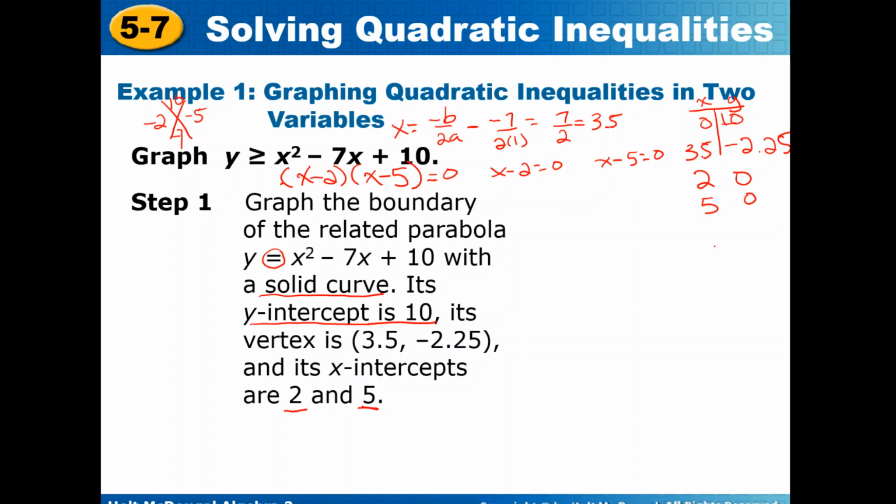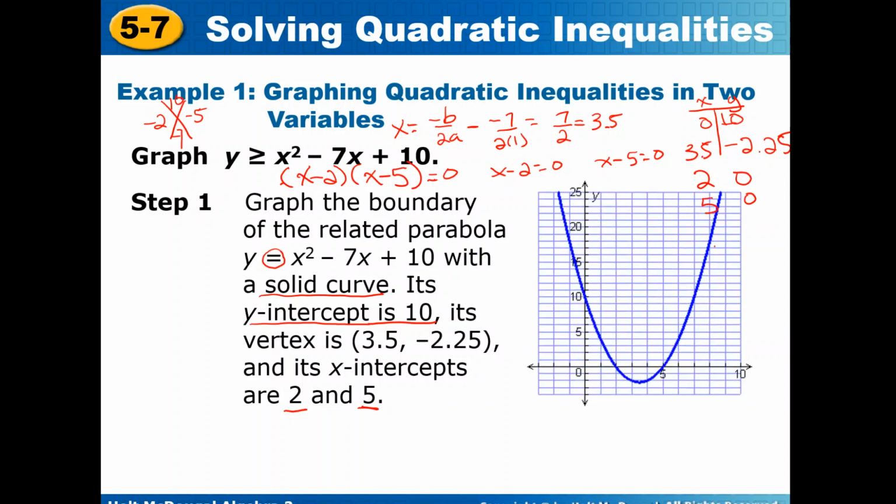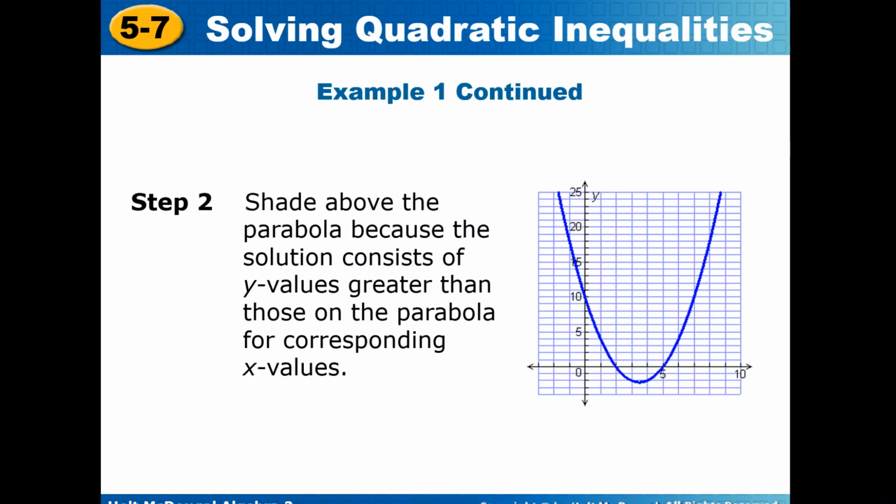So now that I've gotten some points here, I can graph my parabola. And it says that y is going to be greater. To find out about y being greater, let's just turn the page here. So here's our graph, and step 2 just says to shade above the parabola because the solution consists of y values greater than those on the parabola. So we're going to shade inside for y is greater than.